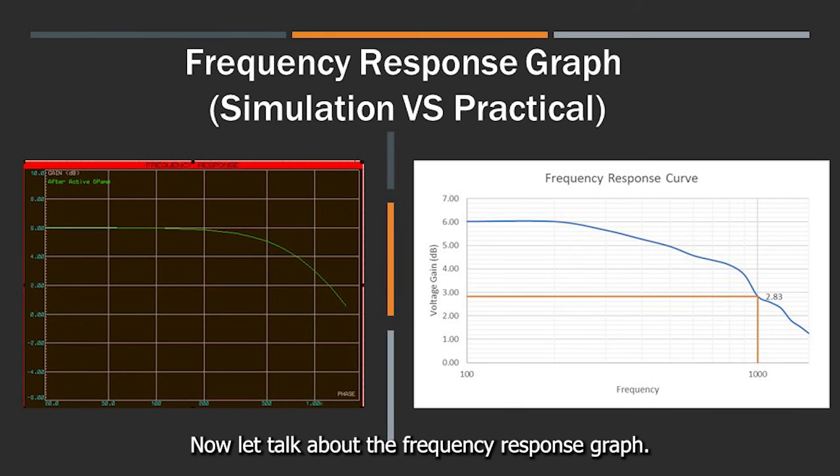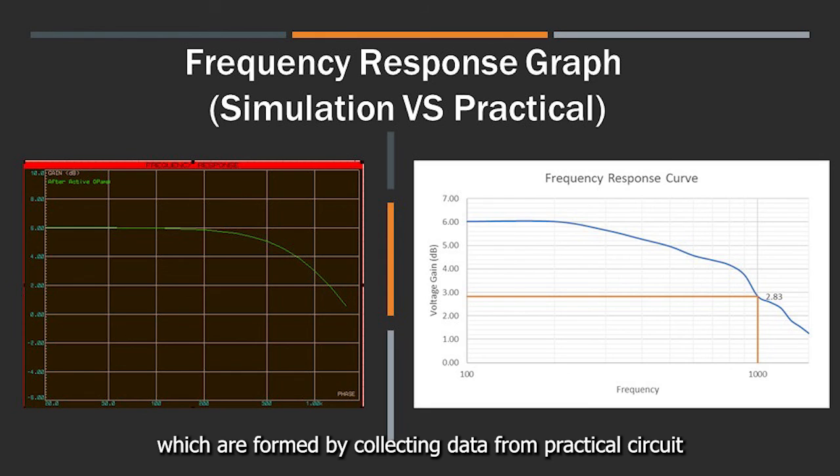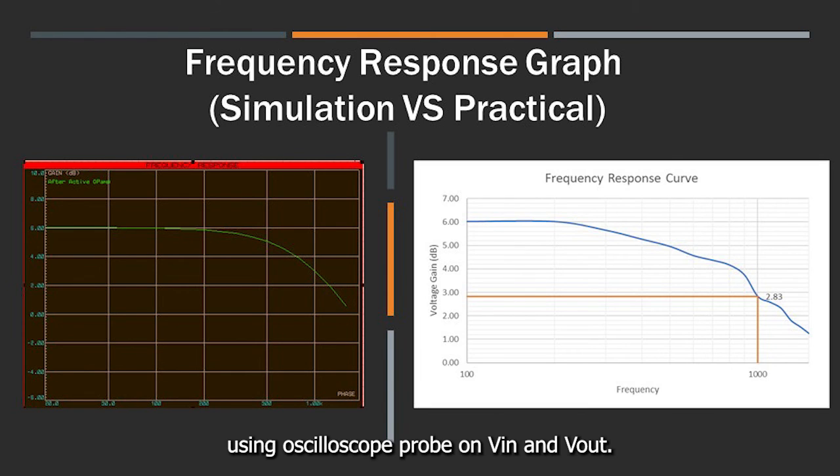Now let's talk about the frequency response graph. On the left side is the simulation result, which uses the Proteus simulation application, while on the right side is the practical frequency response graph, which is formed by collecting data from the practical circuit using an oscilloscope probe on Vin and Vout.